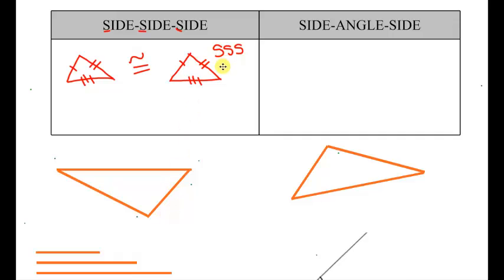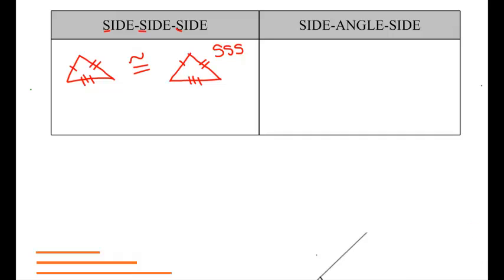So that's called the side, side, side shortcut. And again, if you can show that all three sides of one triangle have a match in all three sides of the other triangle, you've got congruent triangles, guaranteed. That's a nice shortcut. How about side, angle, side? Now let's look at that. Let me clear off this space.